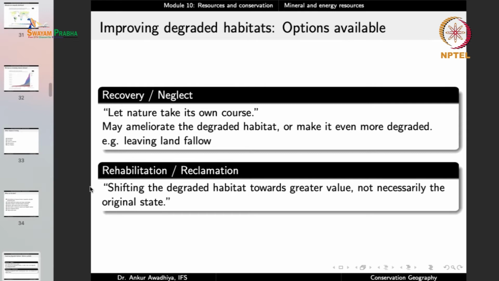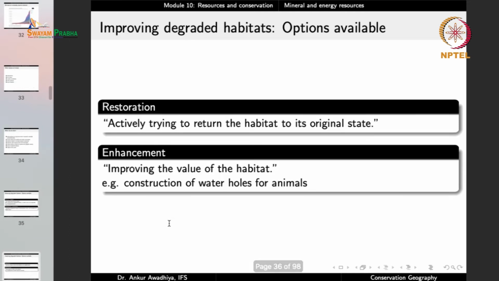Another option is rehabilitation or reclamation, where we shift the degraded habitat towards a greater value, not necessarily the original state, but we try to improve the value. So we can say at least try to plant certain species. Another option is restoration, which is actively trying to return the habitat to its original state. Now in this case, we will do plantation of those species that were originally found in the area. So we are trying to move the degraded habitat back to the original state.